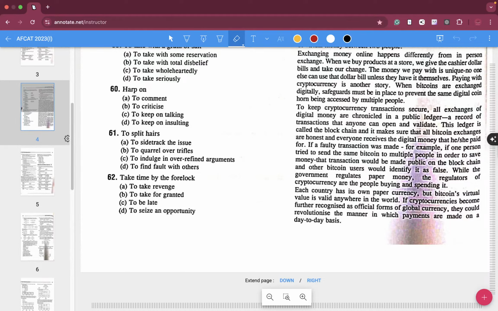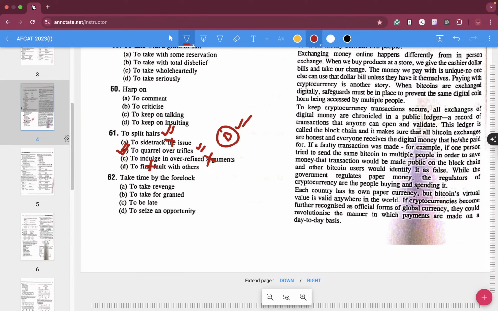To split hairs. Imagine you are splitting the hair. Are you sidetracking the issues? No, you are quarreling over the trifles. Can you split the hair? You cannot really split the hair, but what it actually means is that for even small stuff, you are making it big. So to indulge in over refined arguments to find fault with others. These two are not the right answer for 61. B is the correct answer.